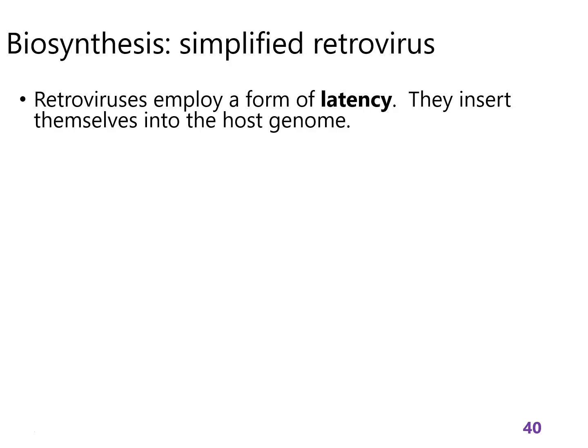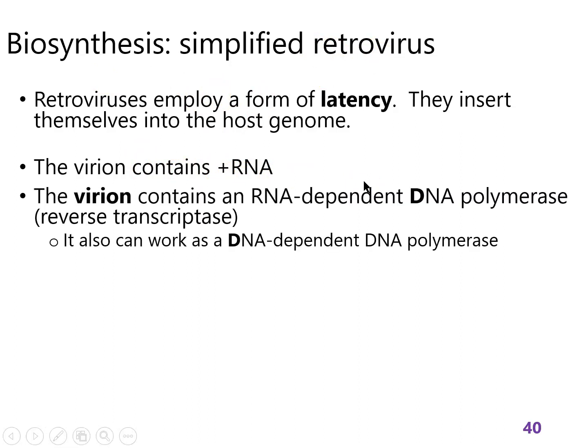But latency is a functional thing where they can hide in our cells. So a retrovirus has a positive sense RNA genome, and the virion has to contain an enzyme that's going to change this as soon as it gets into the cell. The enzyme it has to have is a reverse transcriptase, that is an RNA-dependent DNA polymerase. So it uses an RNA template to make DNA, and that's backwards. 40 years ago, no one thought that could possibly exist.